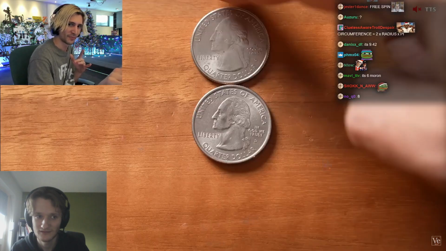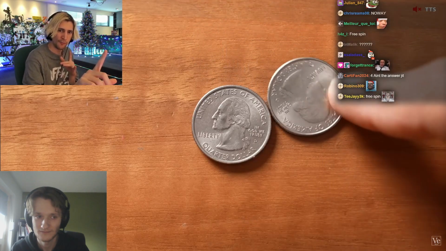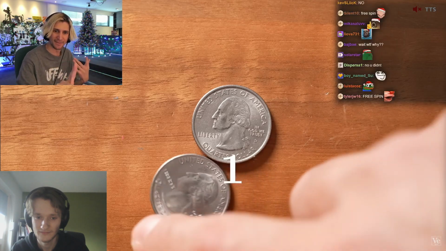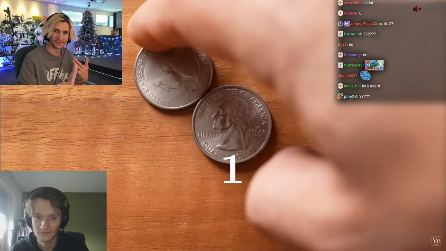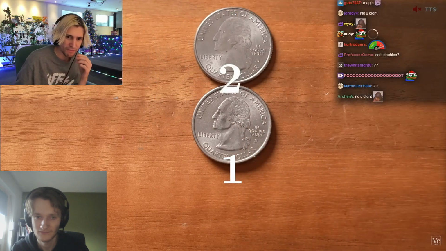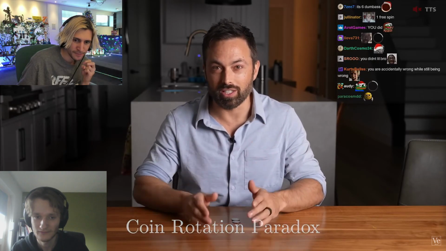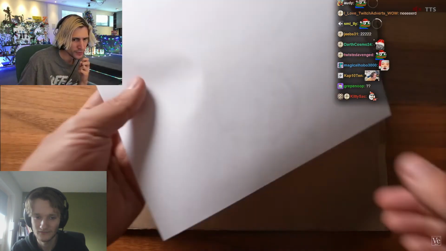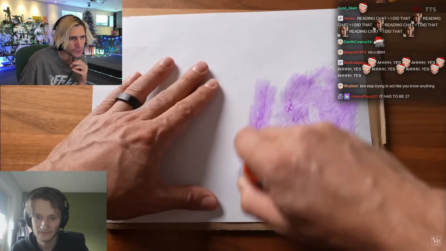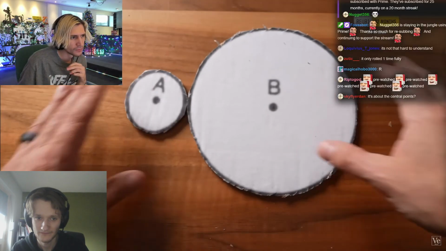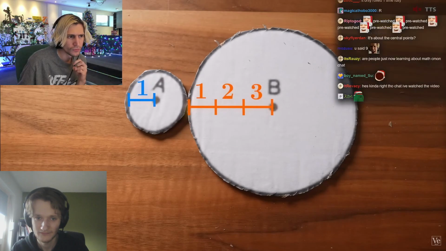There are no tricks here. You can try it for yourself, and I'll do it again slowly. 1, 2. This is known as the coin rotation paradox. This paradox also applies to question 17. I've made a to-scale model of the problem. One useful tip for standardized tests: even though they say their images are not to scale, they almost always are.